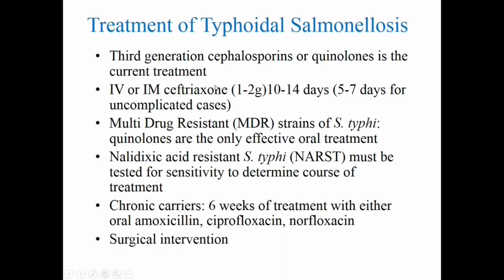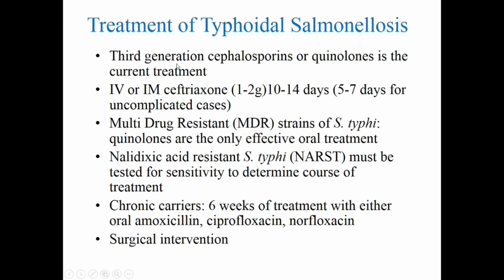Treatment of typhoidal salmonellosis is very important. The treatment of choice as of today is third generation cephalosporins. You must remember this information. We cannot treat Salmonella with first or second generation cephalosporins because this is an intracellular organism. First and second generation cephalosporins will not get inside the cell, and as I told you in the beginning, it causes infection by multiplying within the cell. It is an intracellular organism.